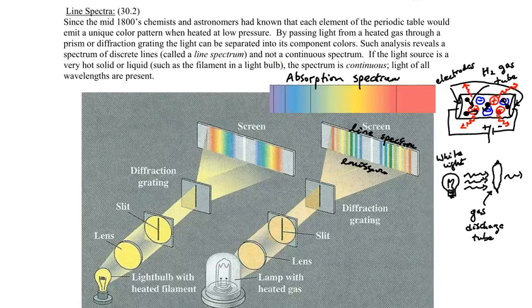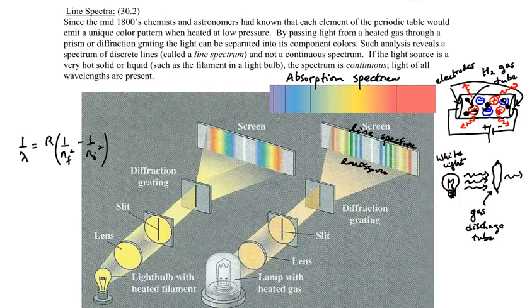Scientists soon began to realize that each element, like hydrogen, helium, neon, had its own characteristic line spectra. For hydrogen, the formula that predicts the spectral lines was found by a Swiss mathematician named J.J. Balmer. The formula looked something like this. So the wavelength could be determined for each of these separate line spectra, and R was a constant known as the Rydberg constant. You don't have to know how to use this formula for the AP exam.